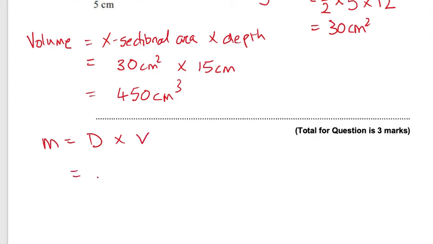And now we can put the density in. This is in the question already, 6.6. Our volume is in the right units, it's in centimetres cubed, that's what we want it to be, 450. And we whack that into our calculator, which gives us 2,970. Mass, what units is it going to be? It's going to be in grams. And that's really important that you state that grams, because otherwise we don't know. If you had thought it was kilograms, it would be wrong. So you do need to state the units, grams.